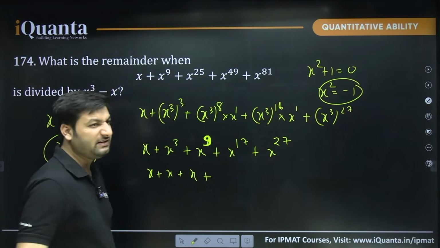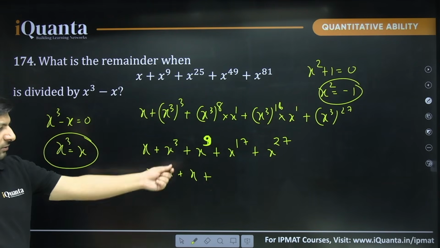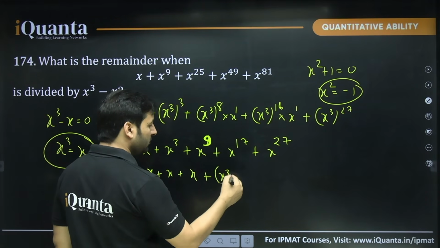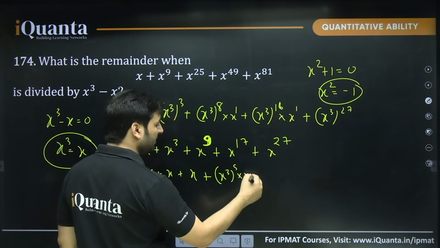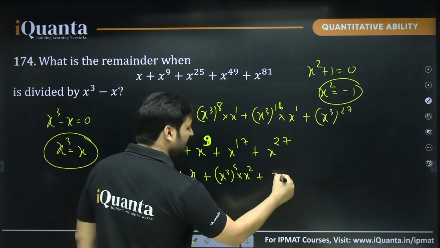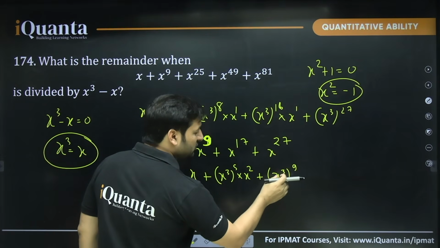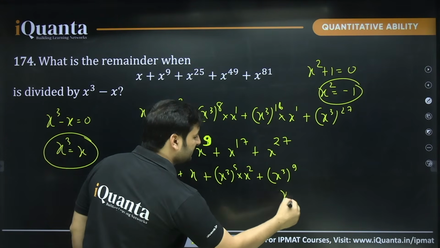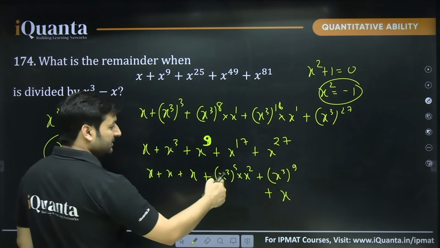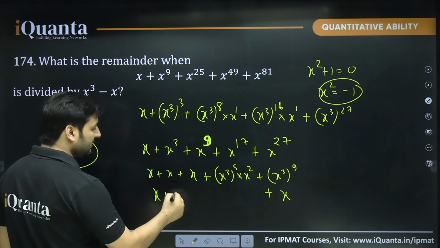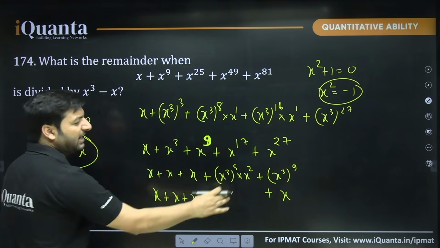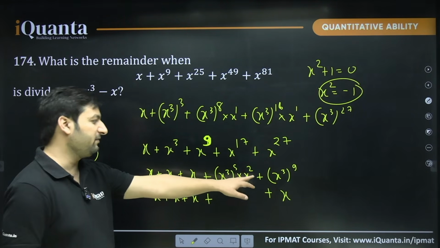X to the power 17, this will be written like what? X cube to the power 5 into x to the power 2, plus this will be written as x cube to the power 9. So this will be written as x cube to the power 9, then it will become x to the power 9, x to the power 9 can be written as x. So this can also be written as x. Okay, so we have x, x, x plus x, and this has to be broken now. Okay, x cube to the power 5 into x square.